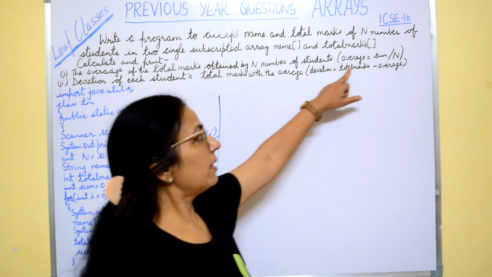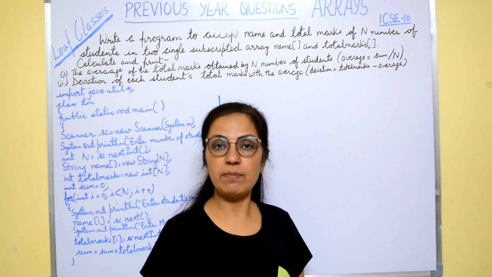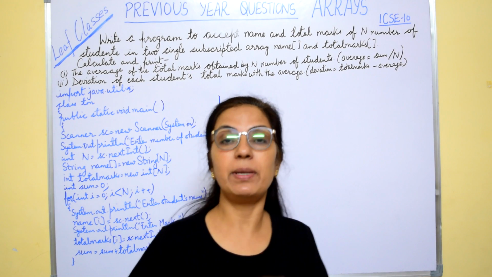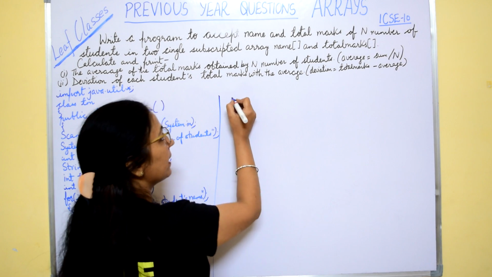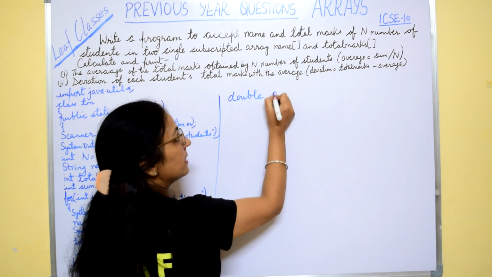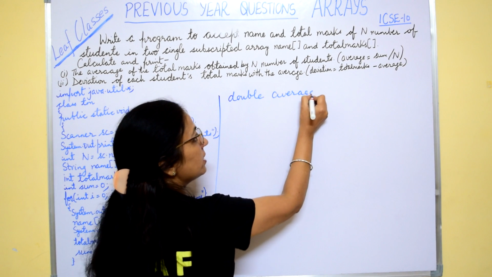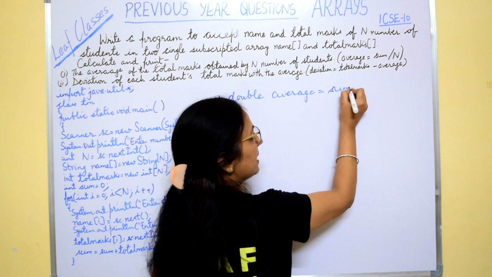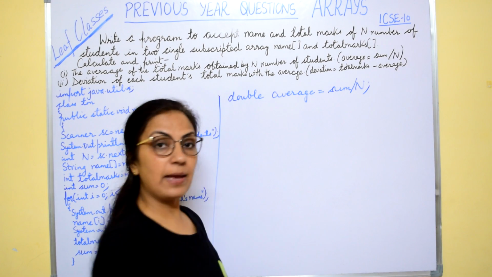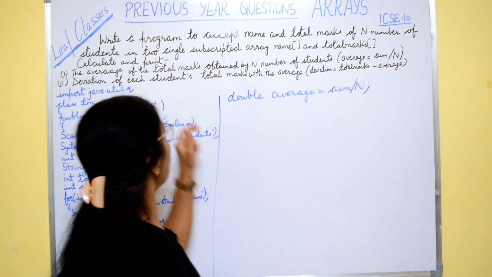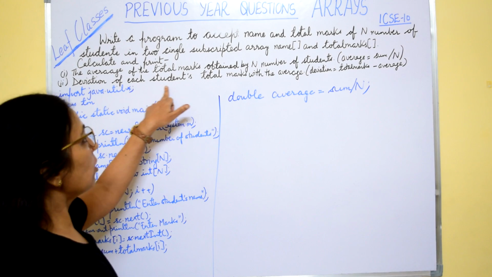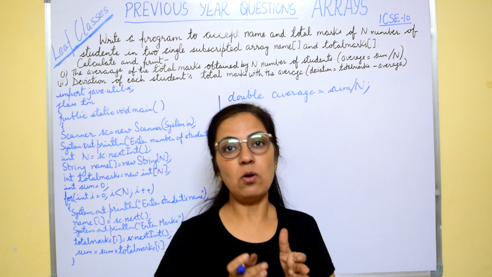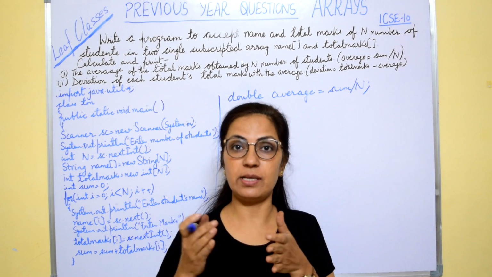Now we have to calculate the average. The formula is given, average equals to sum of total marks divided by n. So here division is there, that means the answer can come in points. So for average, we will be taking the variable as double type. Double average is equals to sum slash n. Alright. Now we have calculated the average also. Now the second thing what we have to do is deviation of each student's total marks with the average. You are finding the average. Now the deviation. Deviation means the difference.